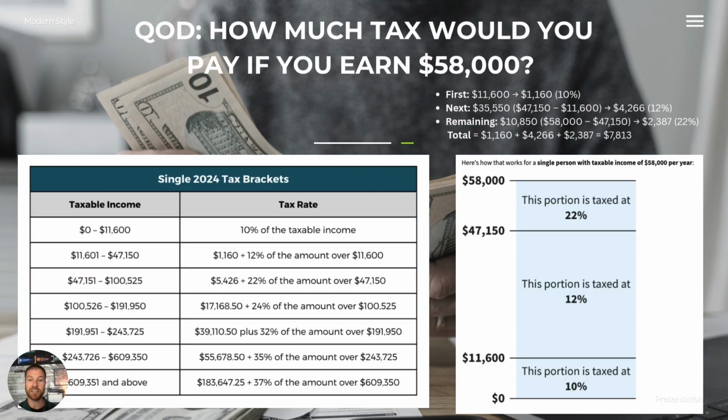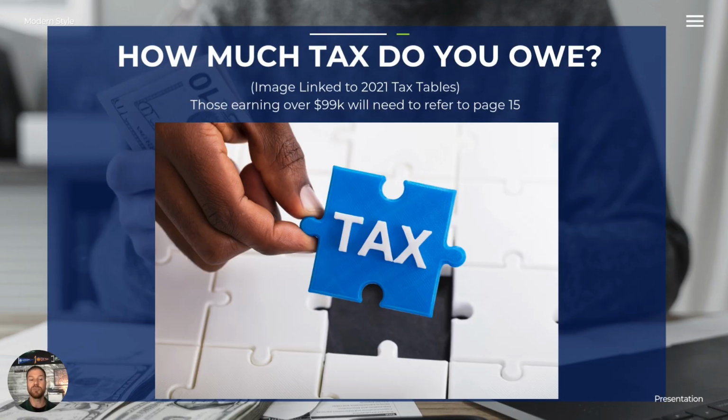So that $10,850 turns into $2,387 in tax that I will have to pay in addition to the first two rows. So at the bottom, you can see the total is $1,160 plus $4,266 plus $2,387 equals $7,813 in total tax that I was responsible to pay. So how much tax do you owe? Well, in that particular case, we just solved for it.